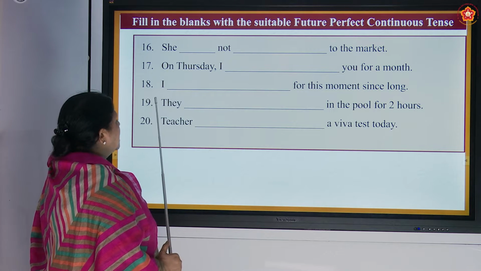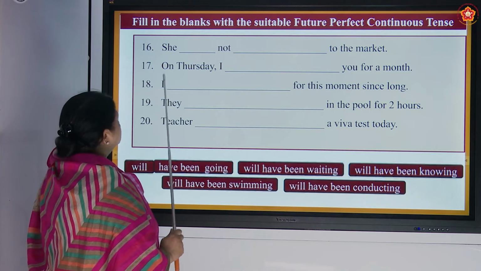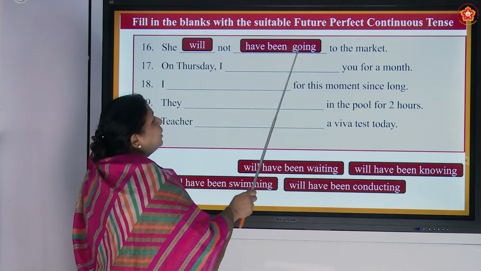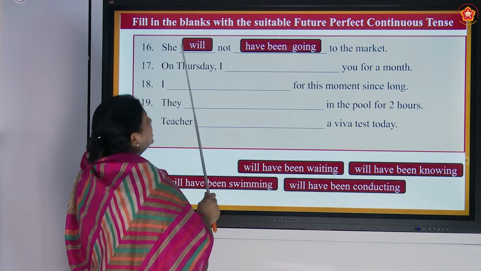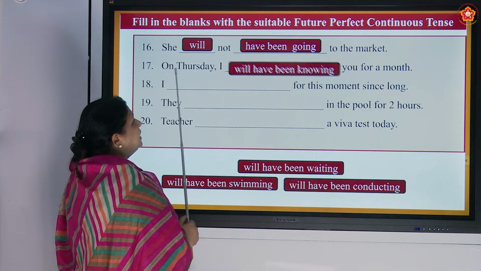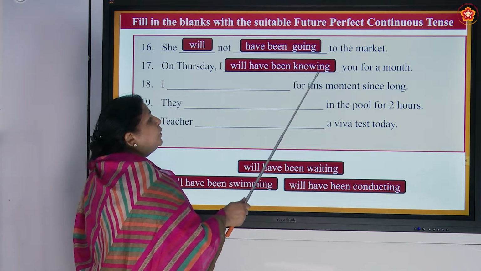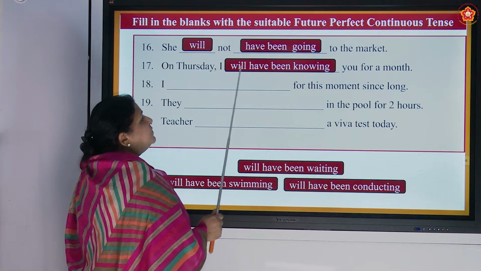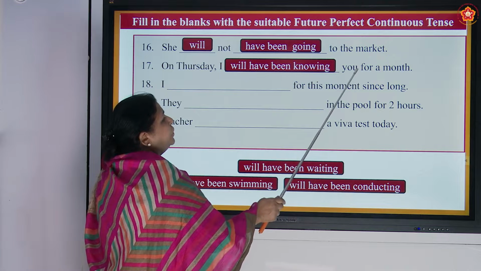Okay, now some more. Okay, she will not have been going to the market. On Thursday, I will have been knowing you for a month.